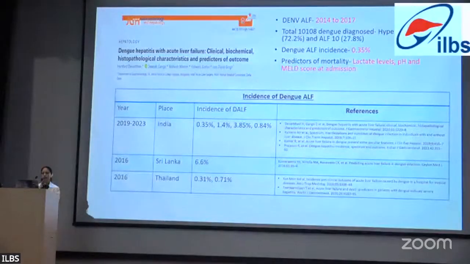This was a study conducted by Devi Bharvi et al. which showed that dengue hepatitis progressed to ALF in 0.35% of the patients. Development of ALF was associated with high mortality, and lactate level, pH, and MELD score at admission were significant determinants of the outcome. Other studies conducted in India showed incidence of ALF ranging from 0.35% to 4%. Studies conducted in Sri Lanka and Thailand showed prevalence of dengue ALF of 6.6 and 0.71% respectively.